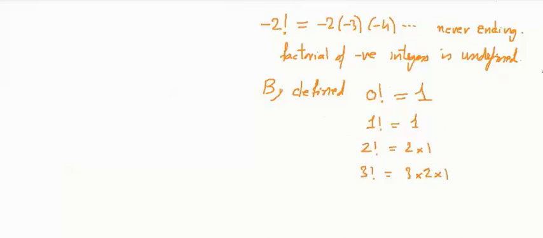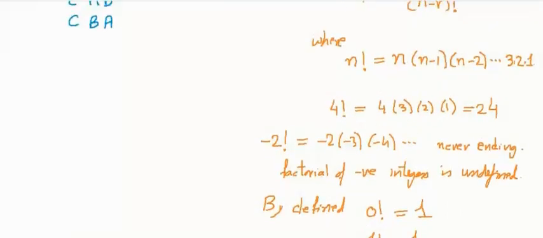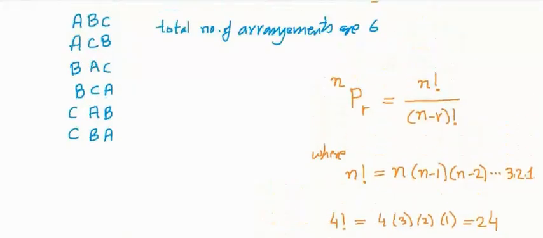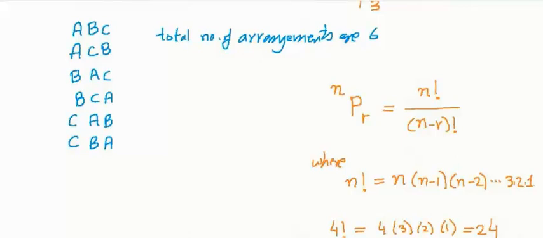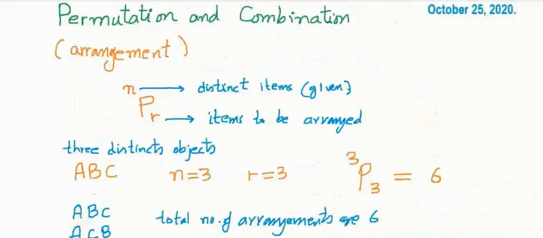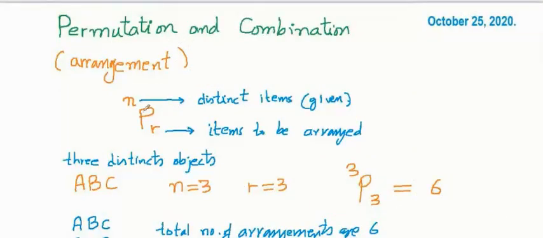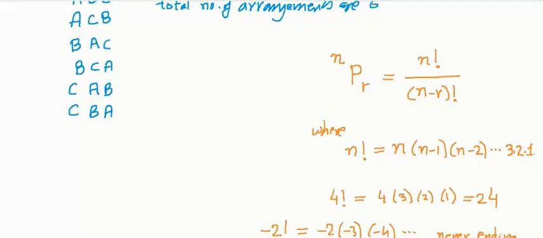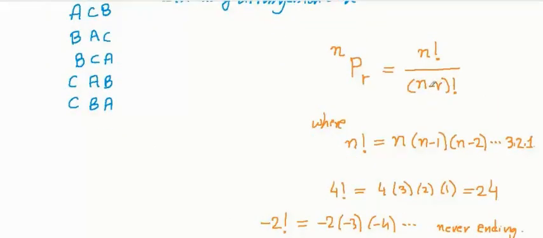We will study factorials in more detail later, because now we are doing the topic permutations and combinations. So permutation is the arrangement, right? Permutation is the arrangement, and the formula to find the total number of permutations, or the total number of arrangements, when n objects are given and r of them are to be arranged, is nPr. nPr is n factorial over n minus r factorial.